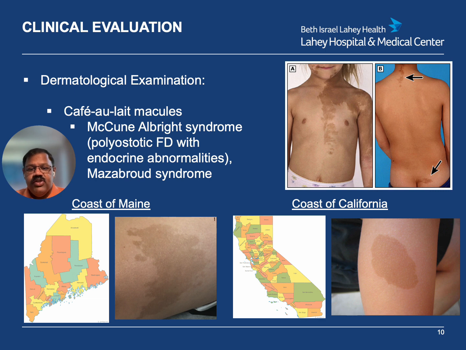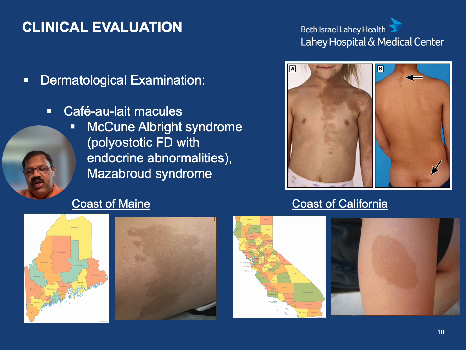Cafe au lait macules are these flat patches of skin discoloration that can be seen in and around the torso. They have been associated with two separate conditions, including McCune-Albright syndrome, which is polyostotic fibrous dysplasia with endocrine abnormalities, or Mazabraud syndrome, as well as neurofibromatosis type 1. So there's two specific descriptions for cafe au lait spots, and we tend to characterize these based on some of the states in the United States.